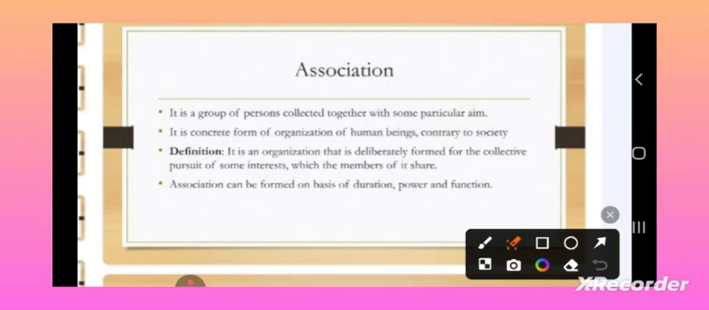It is a concrete form of organization of human beings, contrary to society. It is not just an abstract concept, it is a tangible, formally structured group like a political party, a club, or a union.